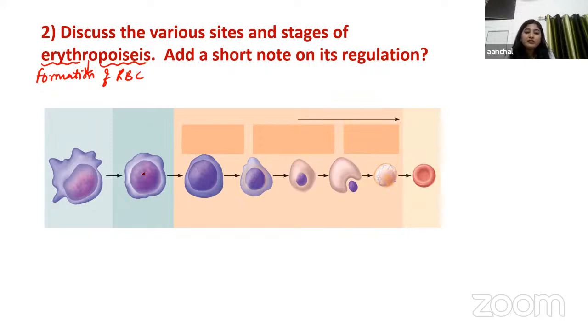Now, next we have the various stages, right? So this is the first stage, which is known as PPSC, or it is also known as hemocytoblast. Right? Now, the next stage is proerythroblast.